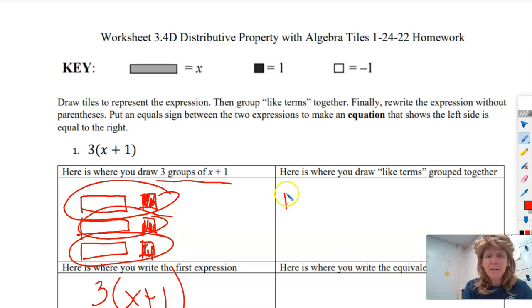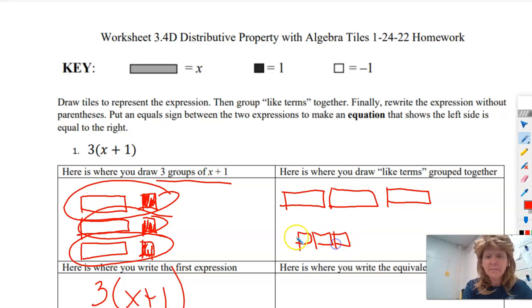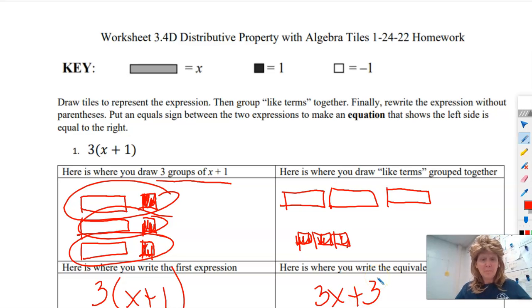And then over here, I group the 3 x's together, and then I group the 3 1's together. And it equals 3x plus 3. That's what you do for the homework.